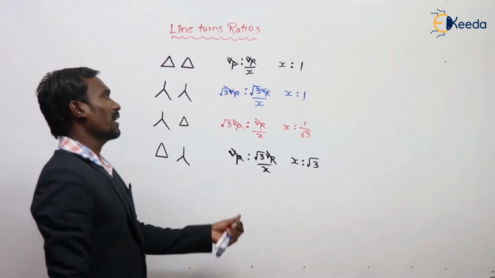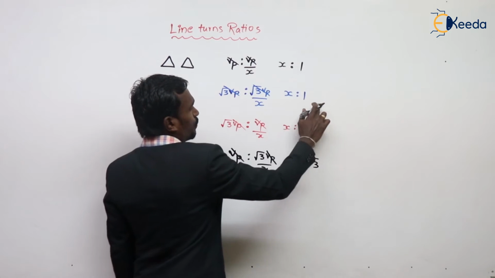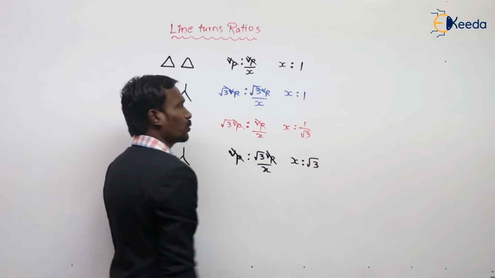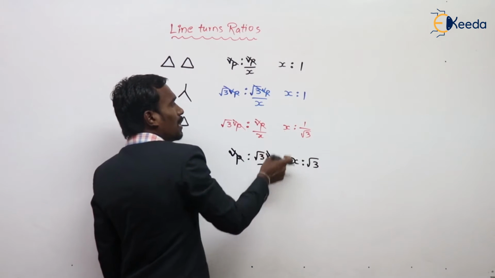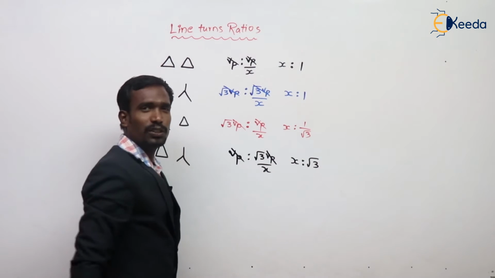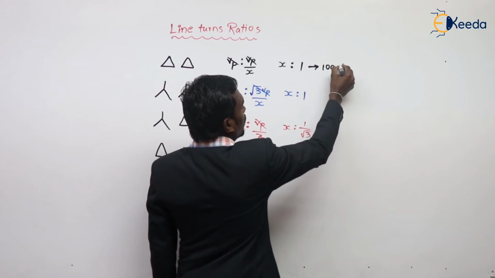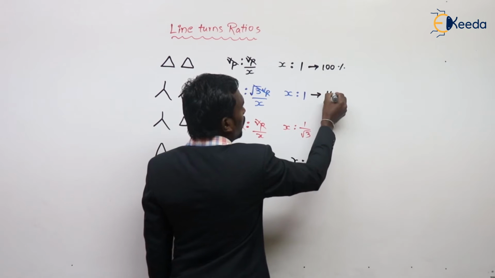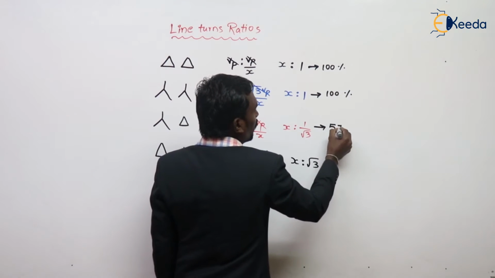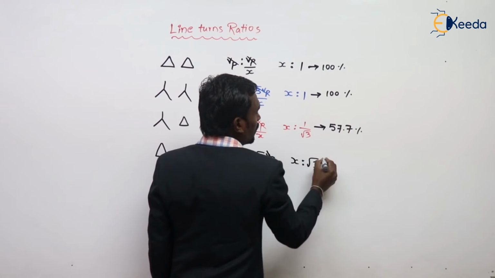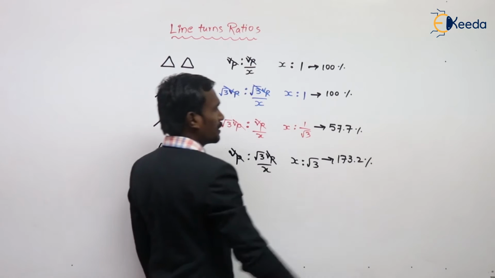We already derived these values. Here x is to 1, x is to 1, x is to 1 by root 3, and x is to root 3, for the same turns on each phase. Here 1 is nothing but 100%. Here also 1 is 100%. Here 1 by root 3 is only 57.7%. And here root 3 is 173.2%.